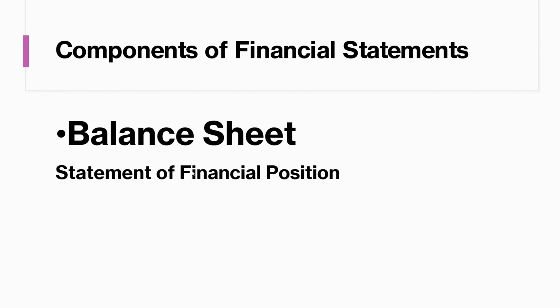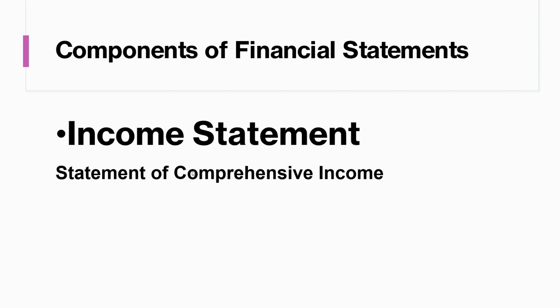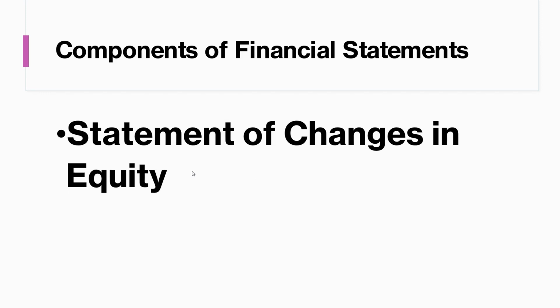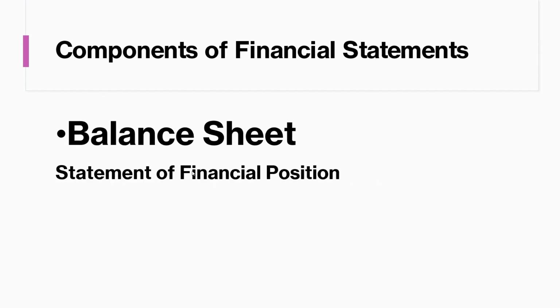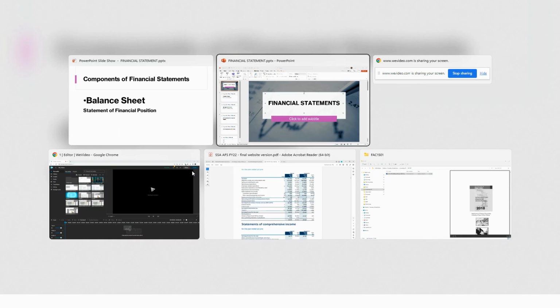You get your balance sheet, which is the statement of financial position, and then you get your statement of comprehensive income, previously called the income statement, and also you have statement of changes in equity and statement of cash flows. I want us to go back to the balance sheet. I'm going to show you an example. I have it open here.